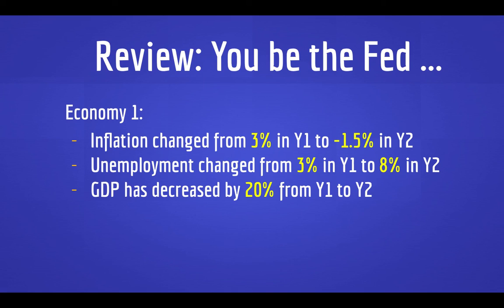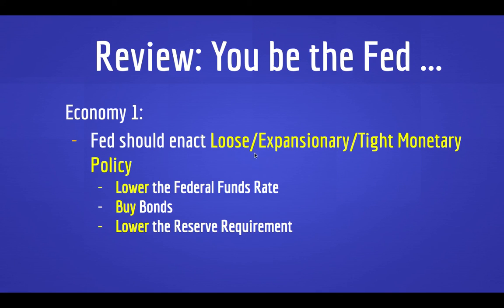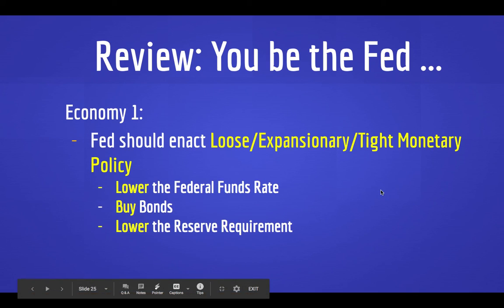Perfect. Students, pause this, consider what the Fed could do with their tools, and then see if you got each of the three tools. For this economic situation, the Fed should enact loose or expansionary monetary policy. Sorry, that should say easy, not tight. Loose, expansionary, or easy monetary policy, which means lower the federal funds rate, buy back bonds, or lower the reserve requirement. Any of those three things would get more money into people's hands.